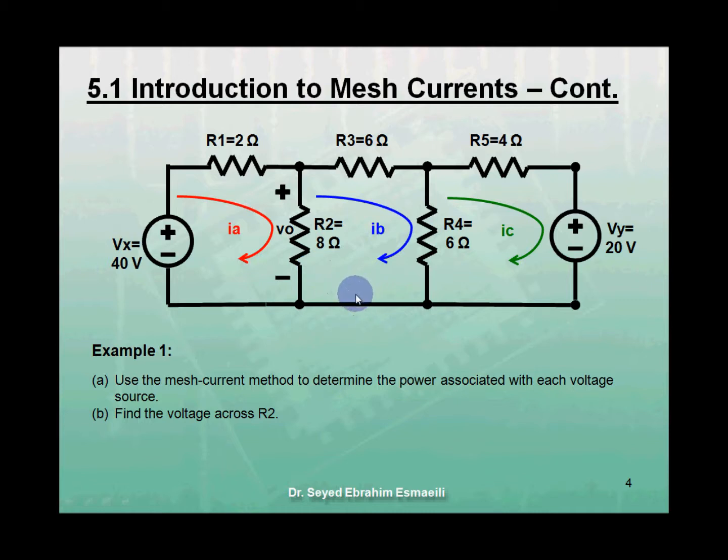The second equation we get when we apply KVL on the second mesh, where the equation is R2 times (IB minus IA) plus R3 times IB plus R4 times (IB minus IC) equals 0. And finally, the third equation is R4 times (IC minus IB) plus R5 times IC plus Vy equals 0.